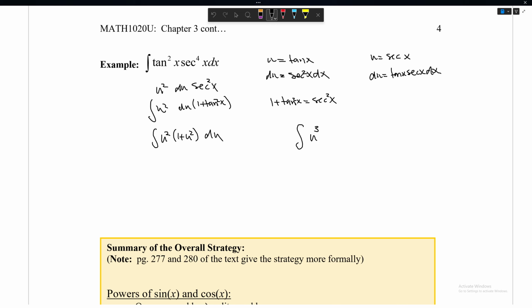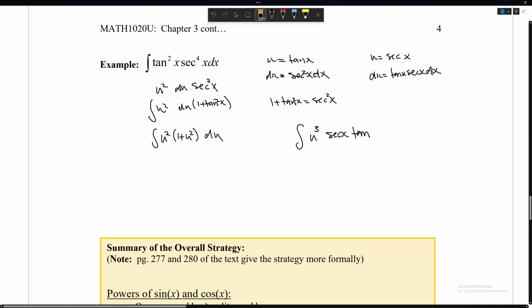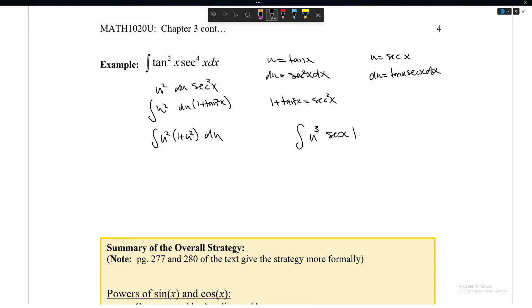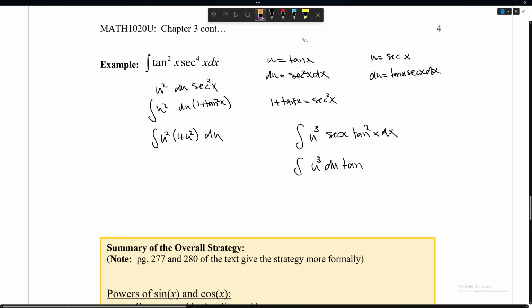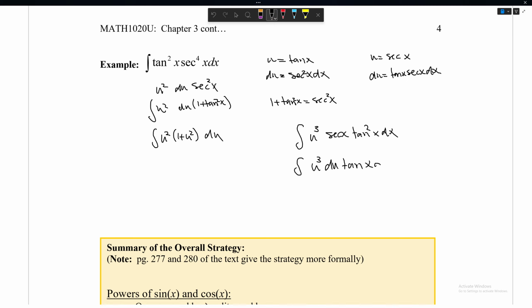So what I'll do is I'm only going to take 1 from my secant. I'm going to leave the rest behind. And that one will get replaced. So we'll have secant squared x and tan squared x dx left. And then if I replace it, I'll get u cubed du. But I'll also get a tan left here. And that is a problem. Because you can't really replace your tan.